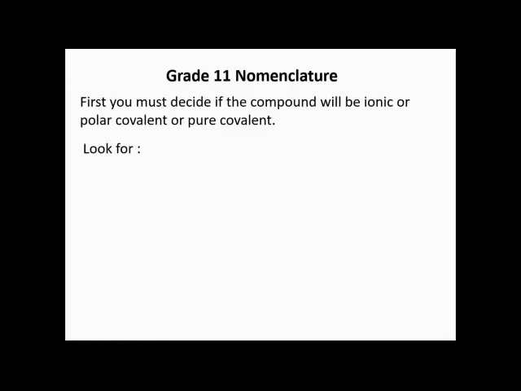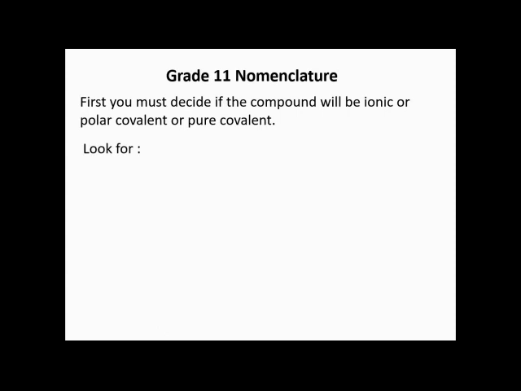We're looking at grade 11 nomenclature now. So what's a little bit different from grade 10, coming out of the element or the intermediate grades, is in grade 10 you were taught you're looking for ionic compounds, you're looking for covalent compounds. We're breaking up the covalent compounds now into polar covalent and pure covalent. So there's kind of two subcategories within that.